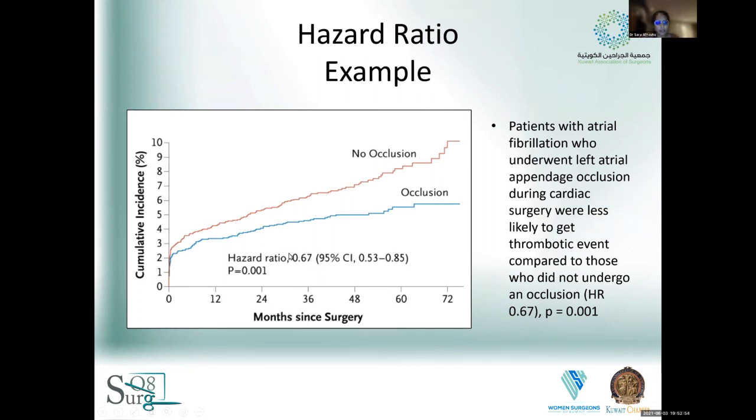So having an occlusion was protective. And when we look at the confidence intervals, it's between 0.53 to 0.85. It doesn't include number 1. So it's statistically significant, and you can see that the p-value is 0.001. So that's how you would interpret it. So it's the same as the other ratios, except we added time to the picture.